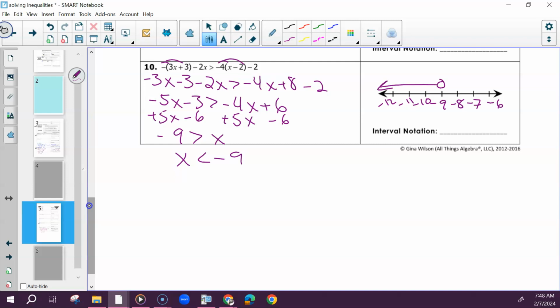How would the interval notation look? Negative 9. Wait, why'd you switch it? You don't have to. You could leave it. But if this looks better, if it looks nicer, you can switch it. Negative infinity, parentheses, to negative 9, parentheses or bracket? Parentheses. So if you get confused, look at your graph, look at it left to right.